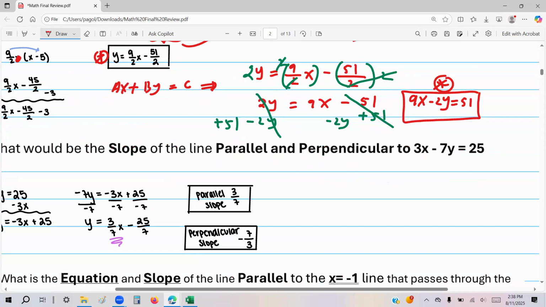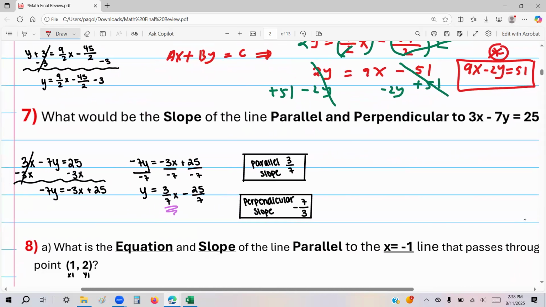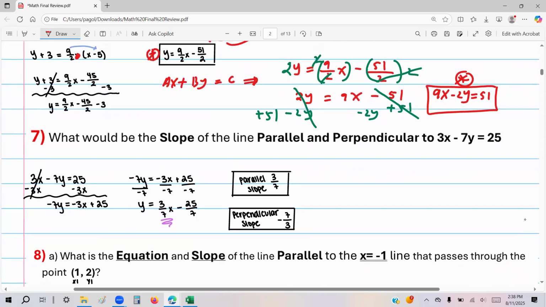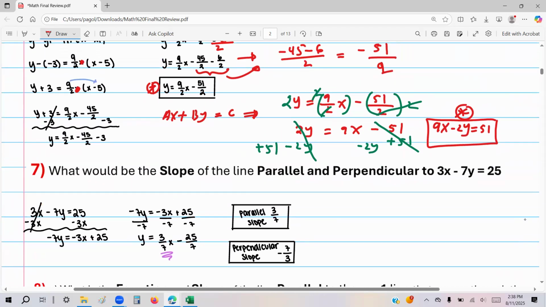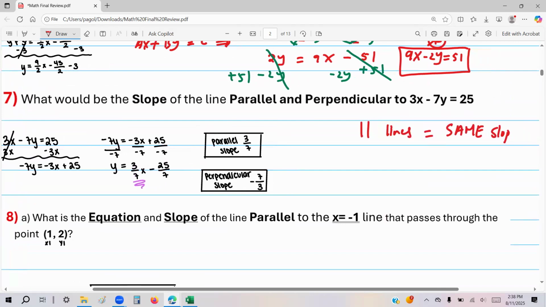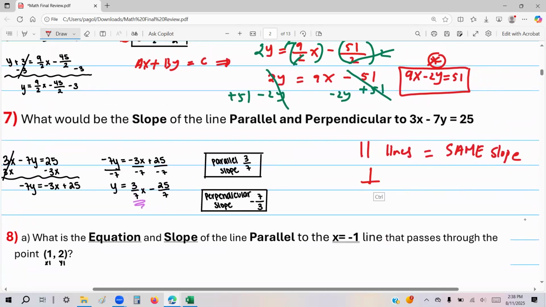Next comes parallel and perpendicular lines. For parallel and perpendicular lines, you have to remember: parallel lines have what type of slope? Same slope. And perpendicular lines have what type of slope? Negative and reciprocal. Negative reciprocal slope.